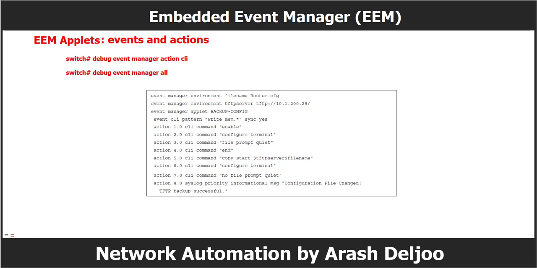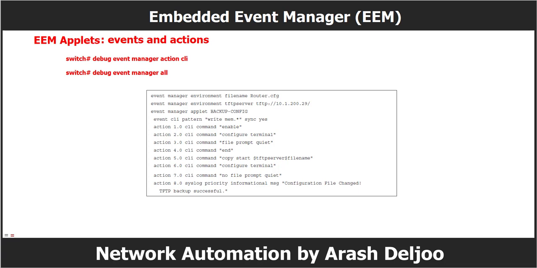Another very useful aspect of EEM applets is that CLI patterns can be matched as an event. This means that when certain commands are entered into the router using the CLI, they can trigger an EEM event within an applet. Then the configured action can take place as a result of the CLI pattern being matched. This example uses another common EEM applet to match the CLI pattern write memory.